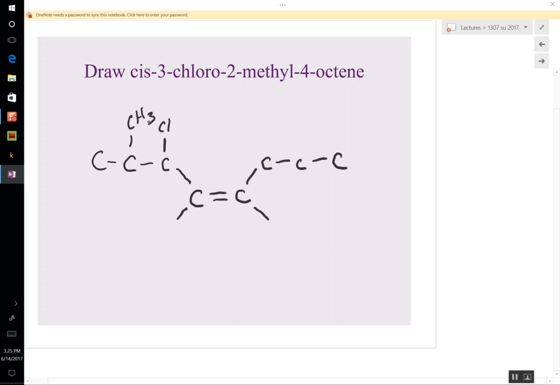Now, all carbons need to have 4 bonds around them. So those are going to be hydrogens. That's going to be a hydrogen. That's going to be a hydrogen. I'm going to write these hydrogens right there. There's nothing else on that double bond except those 2 hydrogens. The only other 2 things on this molecule are the chloro and the methyl. So there's going to be hydrogens there, and hydrogens there.